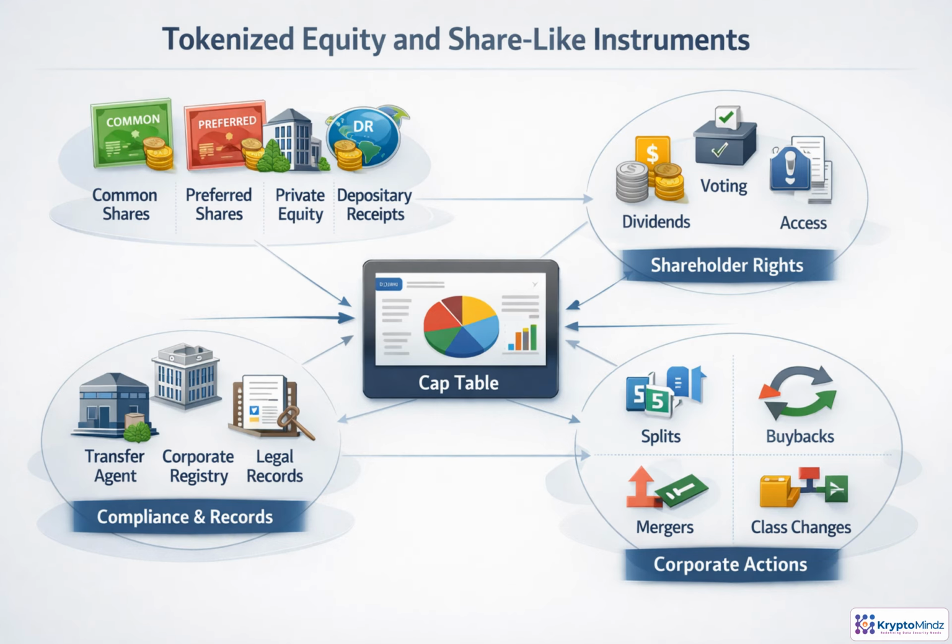Equity tokens are not just wallet balances. They represent legal and economic relationships that must stay synchronized with the company's cap table and official records. The model needs to capture share class, transfer restrictions, voting rights, dividend entitlements, and investor eligibility. It also has to handle real corporate events: splits, buybacks, mergers, conversions, and class changes. A strong equity token system connects smart contracts to governance, compliance, and record-keeping processes.